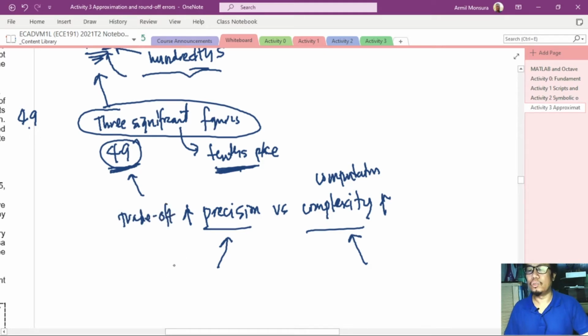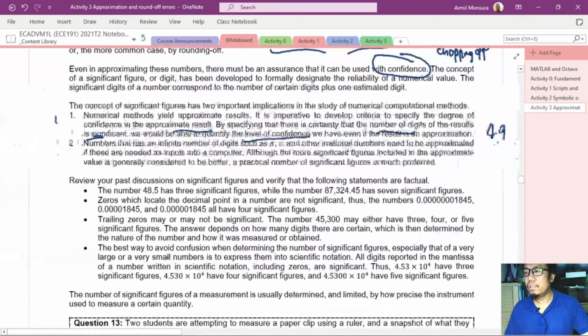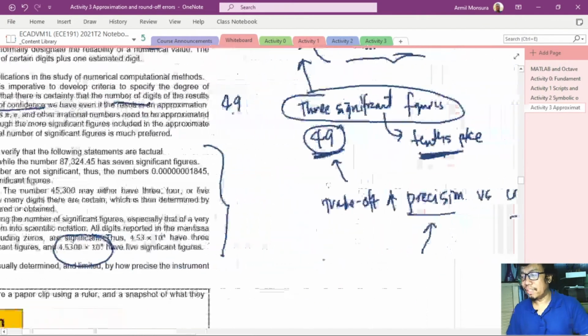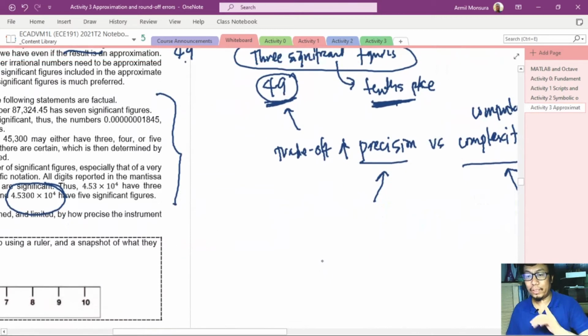So, ayun. Now, I would like you to review your past lessons on significant figures and look at these statements, and see if they are actually correct, and verify that they are actually consistent with what you have discussed in your previous courses. Pero ito kasi yung main idea. Writing the numbers in scientific notation would actually really help you determine how many significant figures your number has.